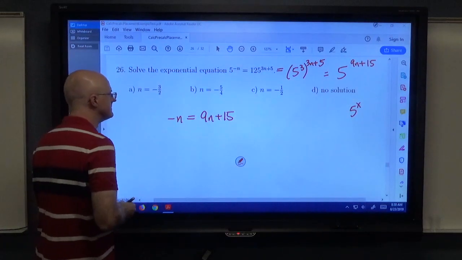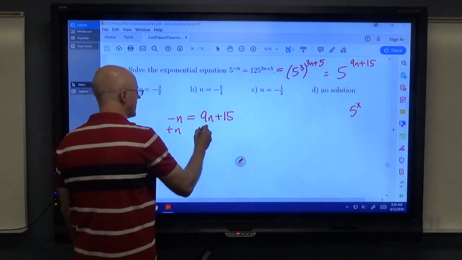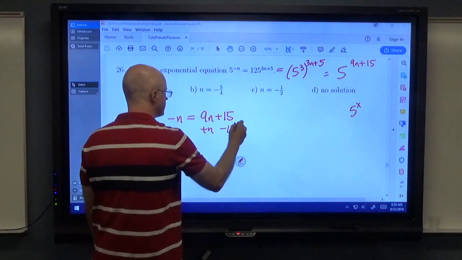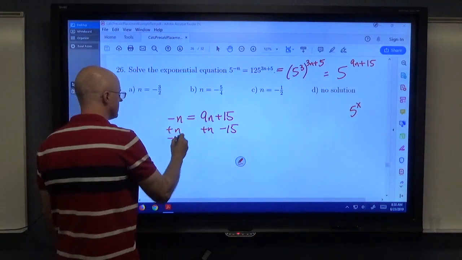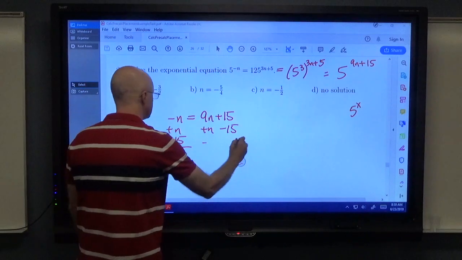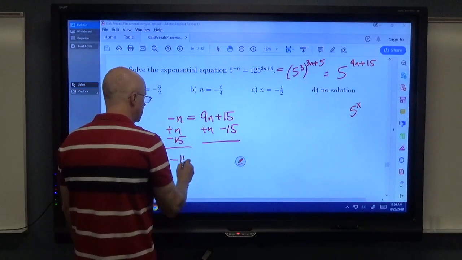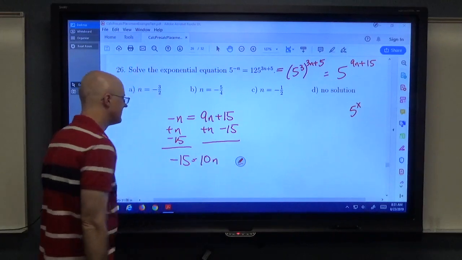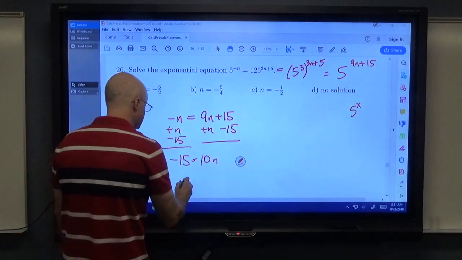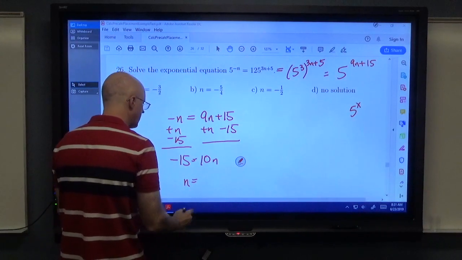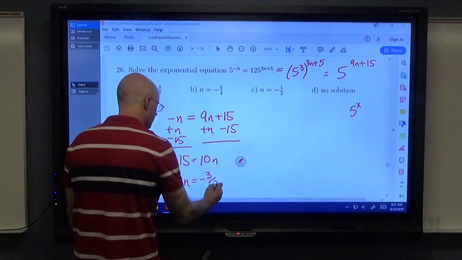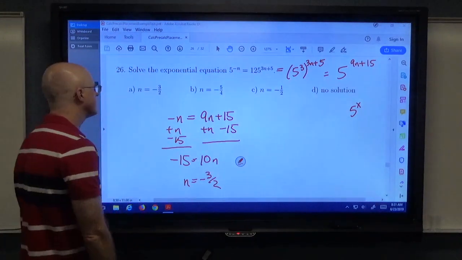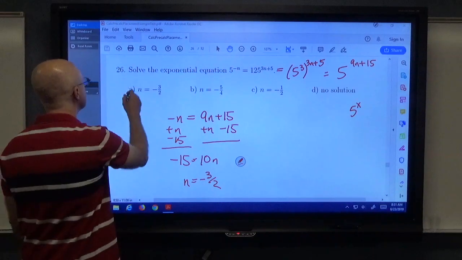Solve for n. Add n to both sides. Subtract 15 from both sides. -15 equals 10n. So n is -15 divided by 10, which is -3/2, or -1.5, which is an option, option A.